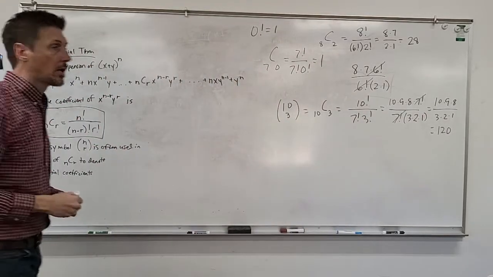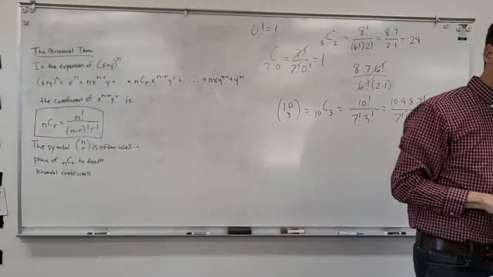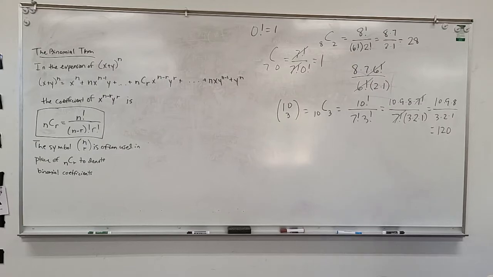Because these cancel out, you've got 1 on the bottom and 1 on the top.